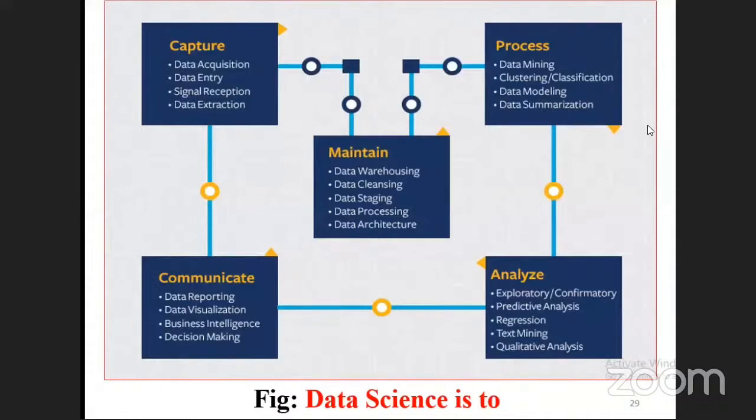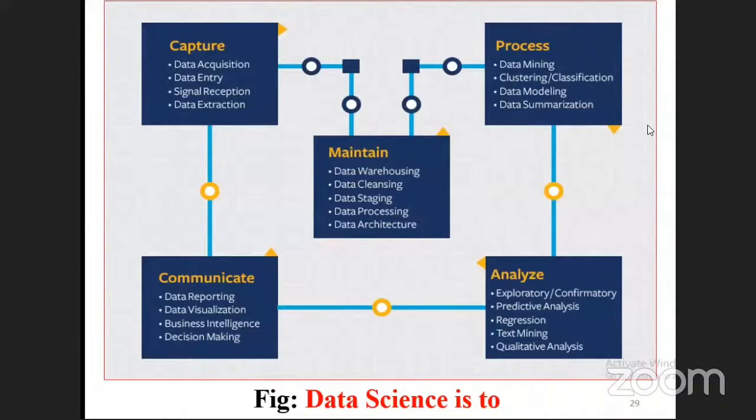Then data cleaning. Pre-processing is nothing but data cleaning, eliminating the redundant data, noisy data, inconsistent data, dirty data. Data staging, we are converting one form to another format. That is called data staging. Data processing, data architecture, etc.